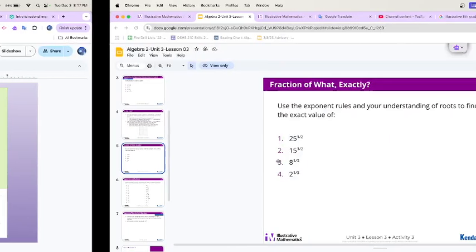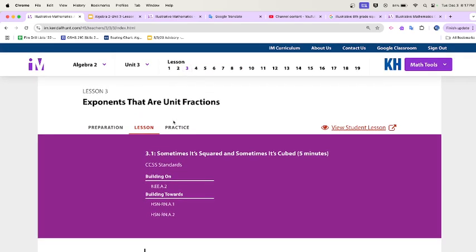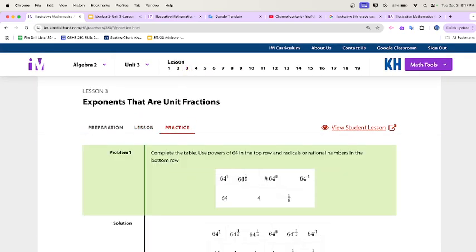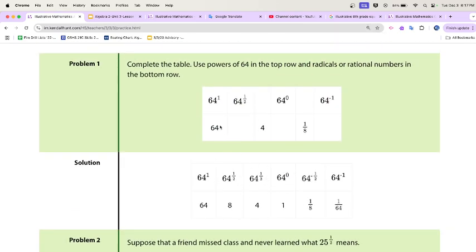But let's jump to the homework. The homework for Lesson 3, the practice problems I asked you to do, 1 through 5 again. Oh boy, that was looking a little weird. We got the answers here, but for each one of these we're asking, what is this equal to? The top row is radical, and the bottom row is just regular old numbers. So 64 to the first power is 64. 64 to the 0 power is 1. Those are the easy ones.